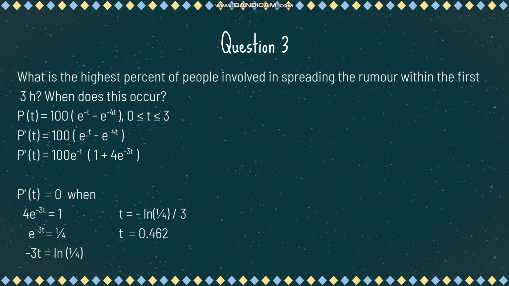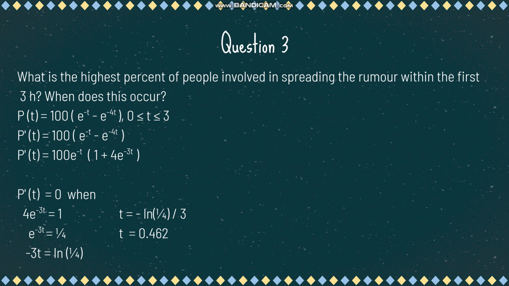Then we can use the natural log. So natural log of e is 1. So then the left side will just be negative 3t equals natural log of 1 divided by 4. Then we can divide both sides by negative 3, so we can isolate for t. So t will be negative ln of 1 divided by 4, divided by 3. So then we put it into the calculator and we get 0.462.